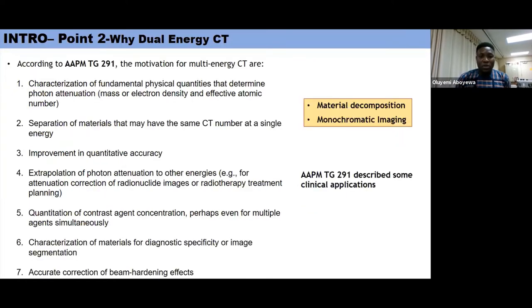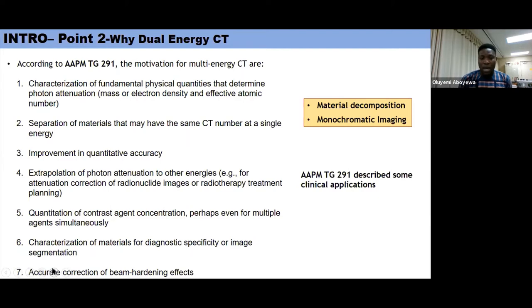All right, so moving on, I went forward to the additional resources to look at the motivation for multi-energy CT, and it turns out that it's really, really useful. And now it's going into clinical applications where you characterize the physical properties that you can observe from an image. You can separate materials that have the same CT number at a single energy, as I said earlier. So it is largely used for material decomposition. That is, we can look at an image and factor out a section that depends on just the mass density and another section that depends on the chemical composition.